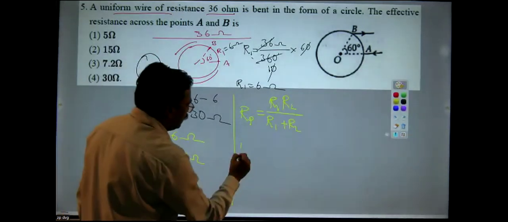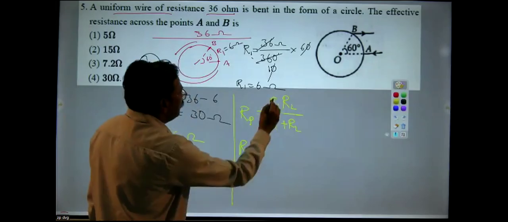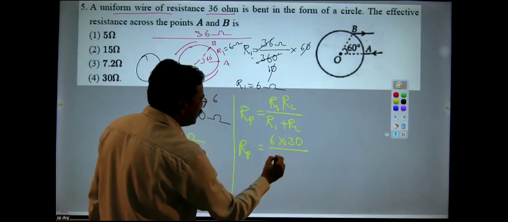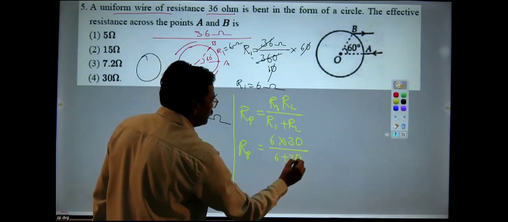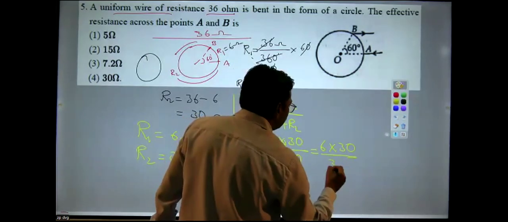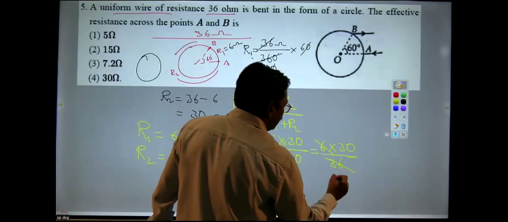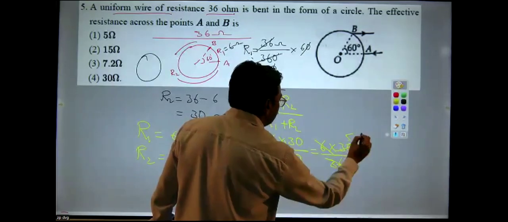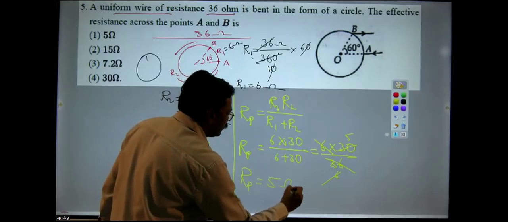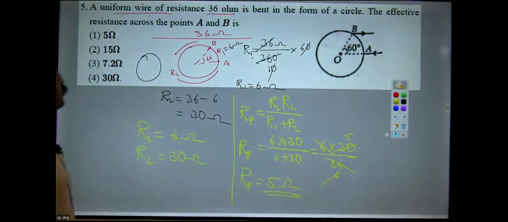So let's find out what is RP. Substitute here: R1 is 6, R2 is 30, by R1 plus R2, 6 plus 30 is 36. So it is 6 into 30 by 36. Cancel, 6 times 6, 5s are 30. So RP comes out to be 5 ohm. So the answer for the question is 5 ohm. The equivalent resistance is 5 ohm. So in this case it is option 1. Option 1 is the right answer. So please make a note of the answer.